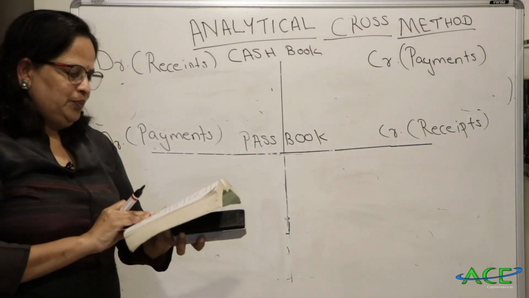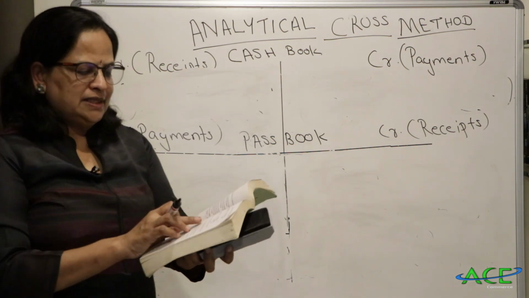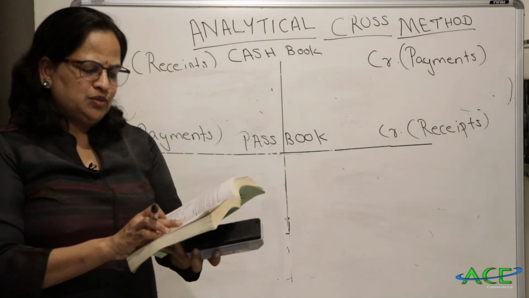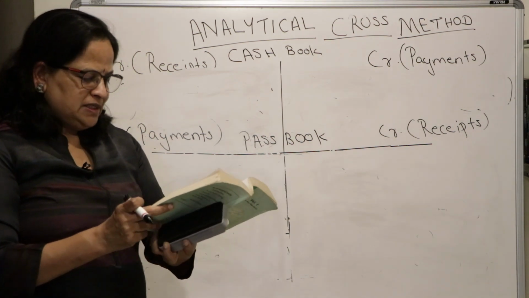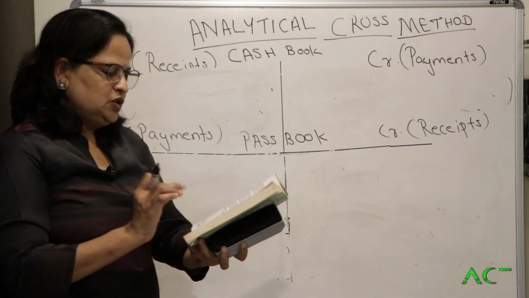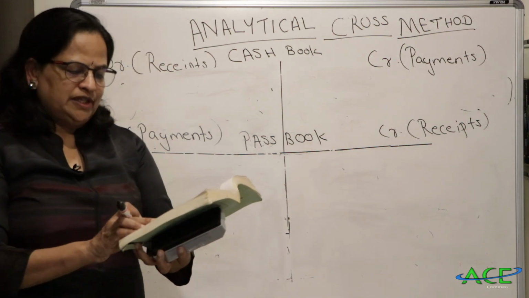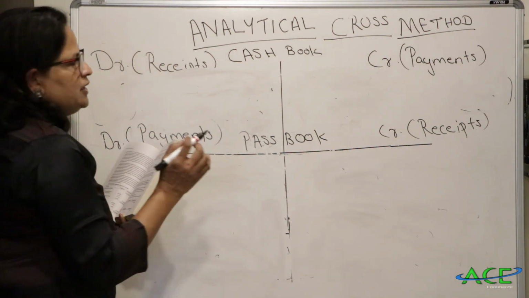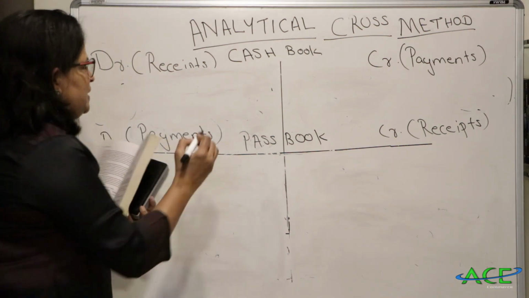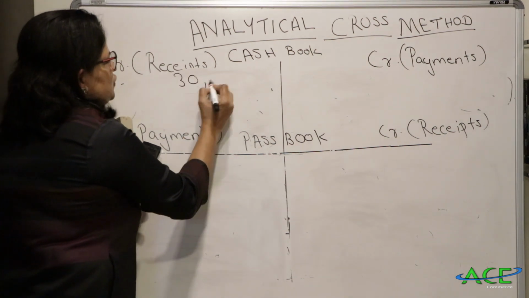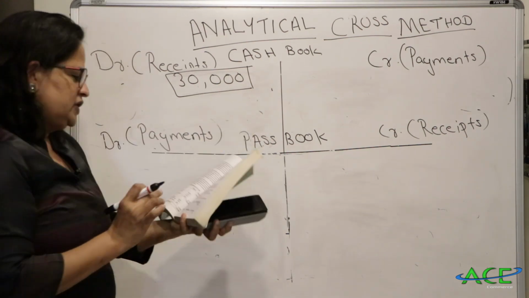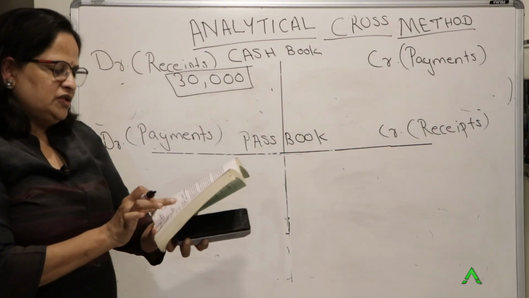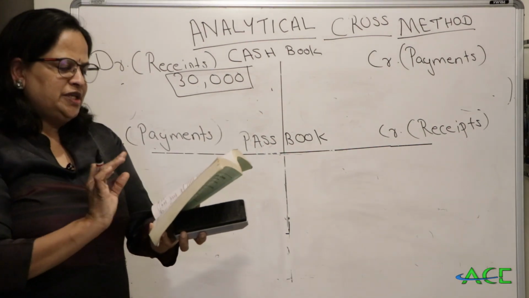So problem 2. Prepare bank reconciliation statement as on 31st December 2020 from the following details. The cash book showed a balance of 30,000. A cash book balance will always be a debit balance, and this is 30,000 as on 31st December 2020.